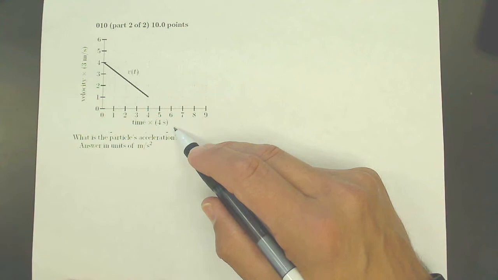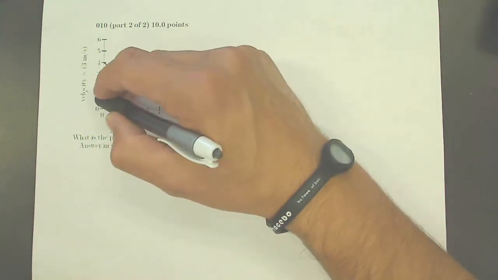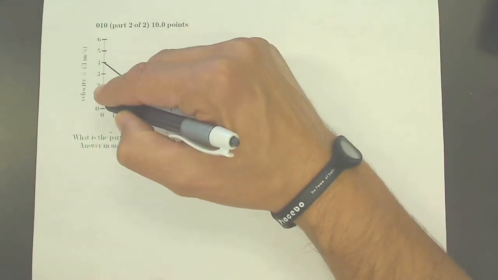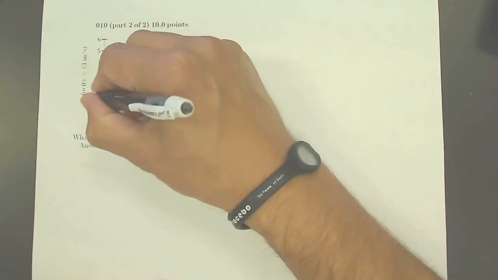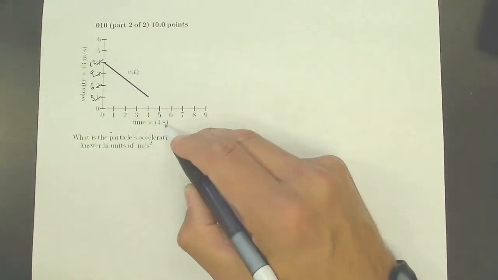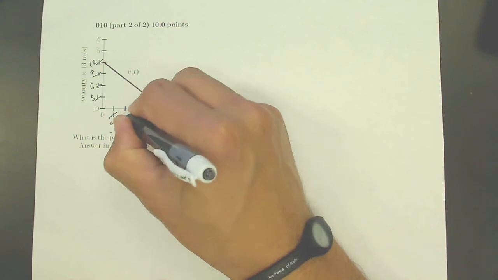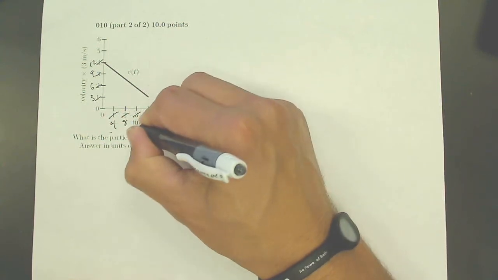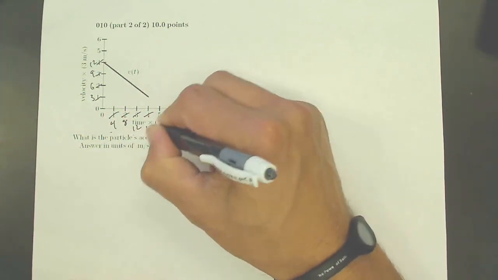This is AP Physics Homework 2.2, question number 10. It's part 2 of 2. It gives you a velocity time graph. It has some weird units as far as the velocity is times 3. So this isn't really 1, 2, 3, 4. It's going to be 3, 6, 9, 12 on my graph. This is time times 4. So instead of 1, 2, 3, 4, 5, this is really 4, 8, 12, 16, 20. So it gets a little confusing there, but let's go with it.